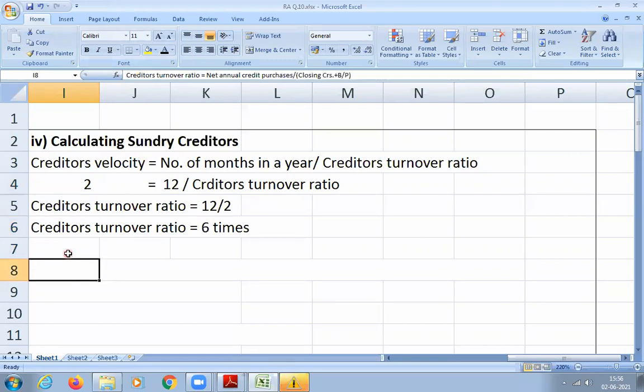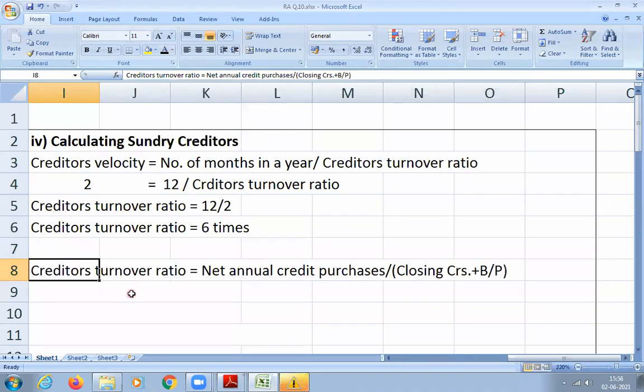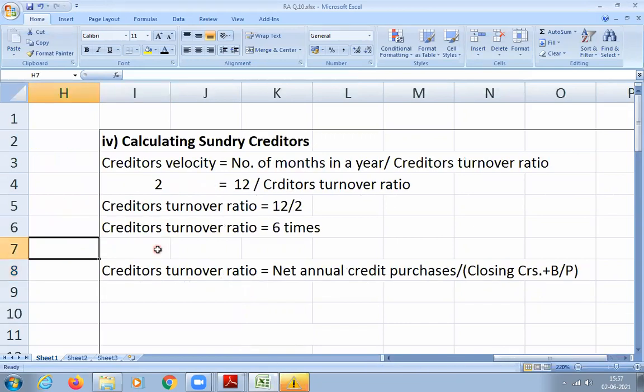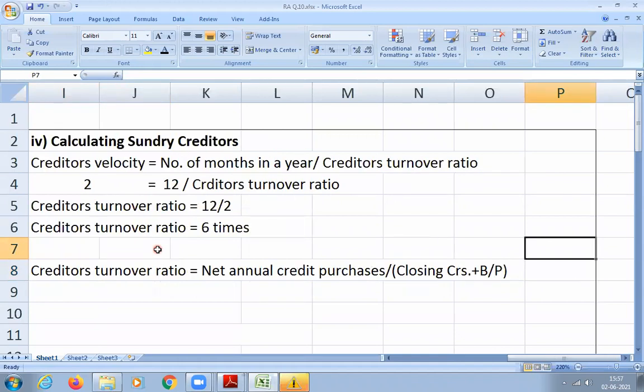So what is the formula for creditors turnover ratio? Check the formulas I gave you: net credit purchases divided by average account payables. So creditors turnover ratio is equal to net annual credit purchases divided by average creditors, or closing creditors plus bills payable, because he has given us bills payable in the question. But the question is, I know the creditors turnover ratio, 8 times. And what about annual credit purchase? Do we know?